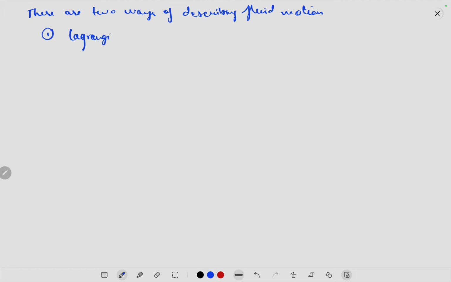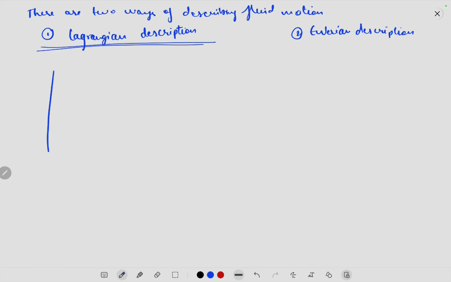So there are two ways of describing fluid motion. The one is Lagrangian description, and the second is the Eulerian description. Okay, so let's study about Lagrangian description first.